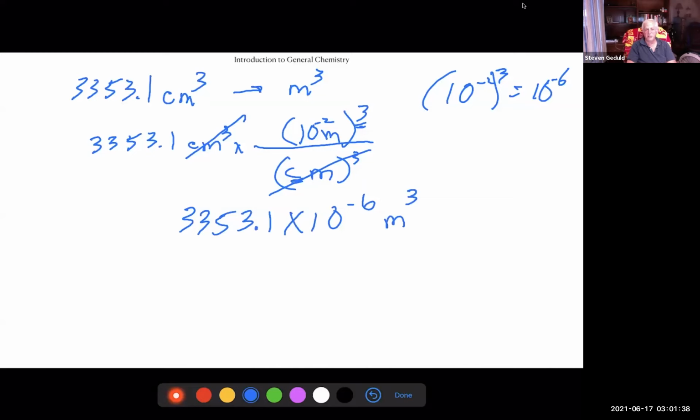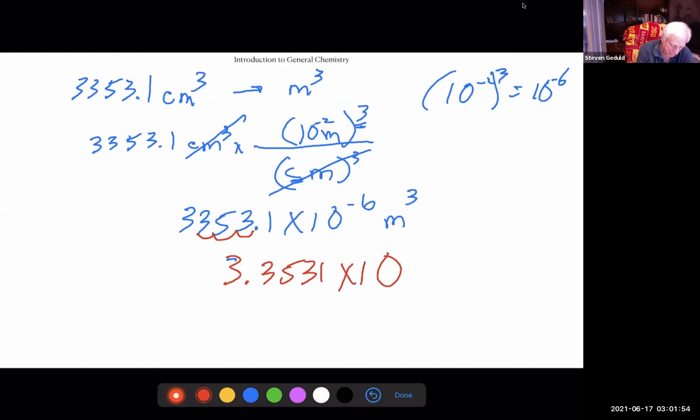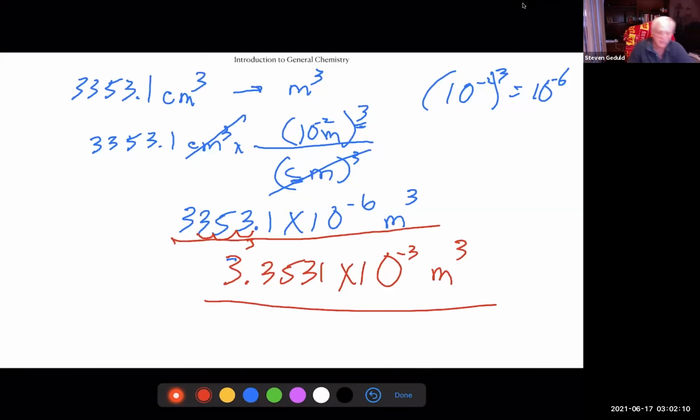Now, in scientific notation, we're going to move this decimal 1, 2, 3 places. So it's going to be 3.3531 times 10 to the, it moved 1, 2, 3 places, and I made it smaller, right? So make the exponent bigger by 3. So 10 to the minus 6 plus 3 is 10 to the minus 3 meters cubed. That's in scientific notation. If they ask you, this is a perfectly good answer. If they want scientific notation, you got to put it between 1 and 10.